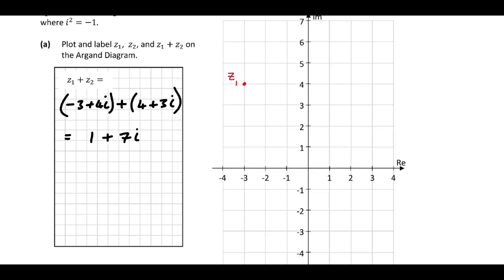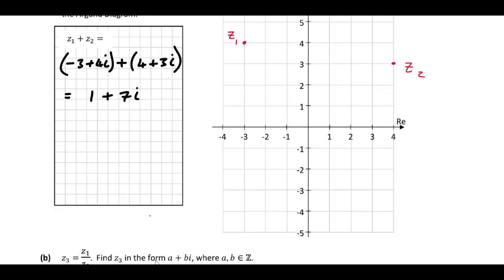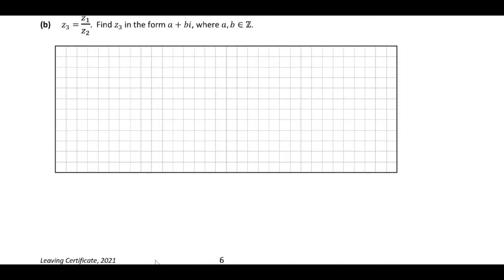Z2 is 4 plus 3i, so we go out here 4, we go up here, so that's Z2. And then we have Z1 plus Z2, which is 1 plus 7i, so we're going to go out 1, we're going to go up here to 7, so this is Z1 plus Z2. Okay, that's part A. Let's have a look at part B.